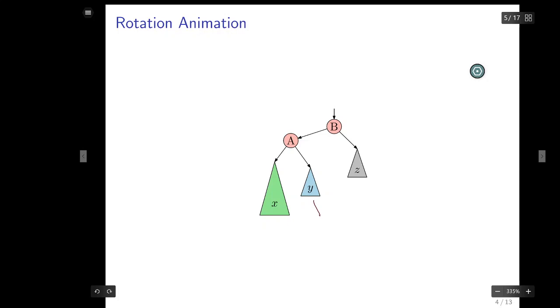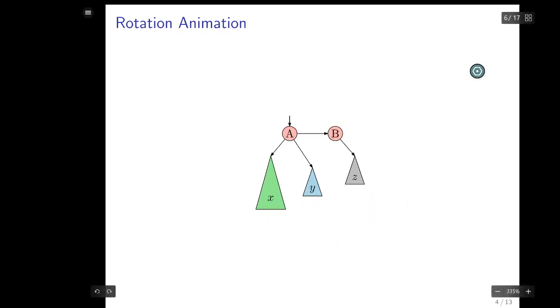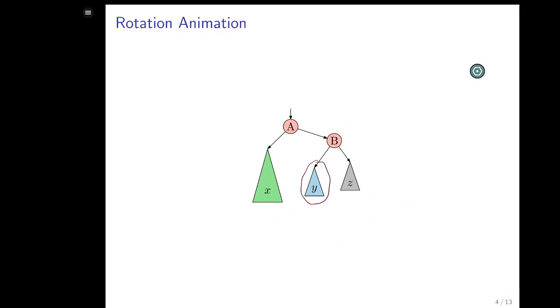These are the nodes smaller than B and larger than A. That's what those nodes are. The blue tree, all the nodes in there have that property because it's a binary search tree. And so when I restructure, I have to put that tree in a place where it's still smaller than B and larger than A. But you have to read those sentences in the other order. It's larger than A and smaller than B. That's the only difference. So that's all that happens in these single rotations.